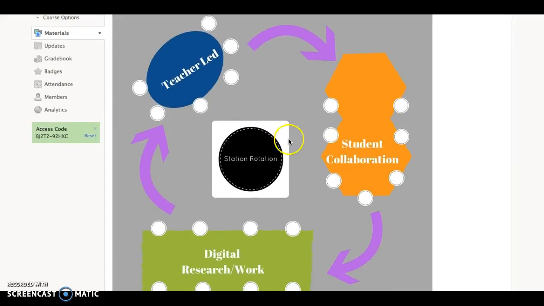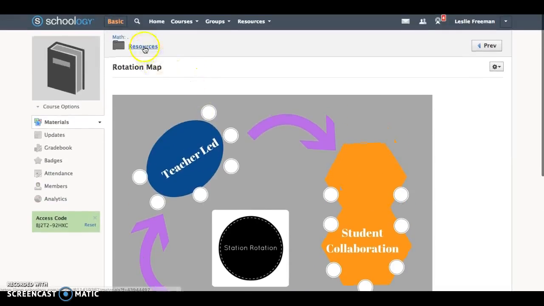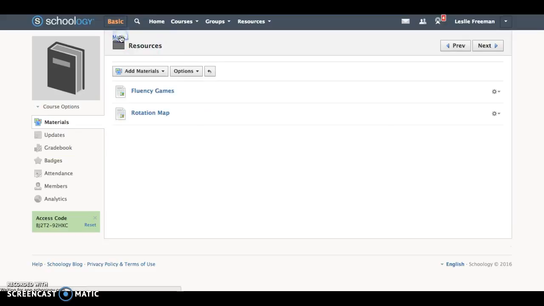So looking here, I have the teacher led station here in the blue, a student collaboration station, and then this digital research and workstation. This will always be a digital station. Some of the other stations will also have a digital component at times, but not always. So that follows the rule that one must always be digital, which goes with station rotation.